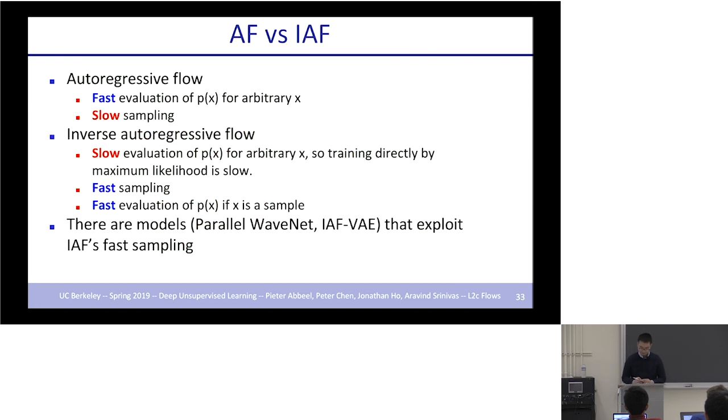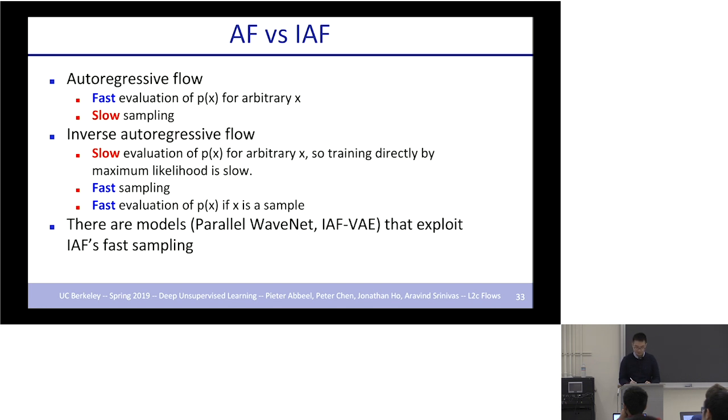To recap, autoregressive flow is very fast at evaluating probability density at any arbitrary x, but really slow at sampling. Inverse autoregressive flow is sort of the opposite. You get fast sampling, and also fast log likelihood evaluation for the samples that you get, but really slow evaluation for an arbitrary data point.